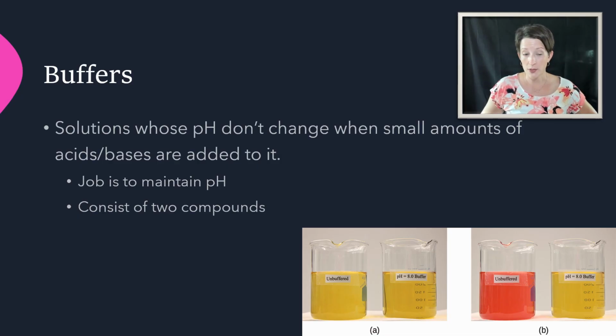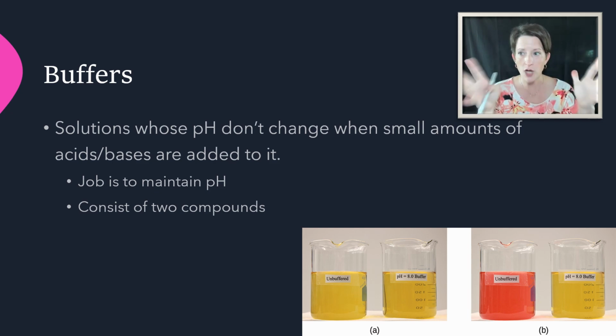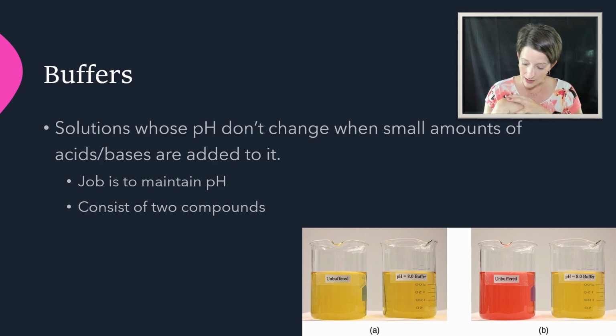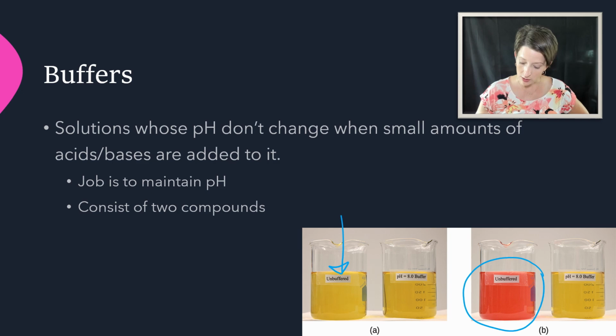So buffers are solutions whose pH doesn't change when small amounts of acids or bases are added to it. Its sole job is to maintain the pH, and it's going to consist of two compounds. Looking at these two images, to give you an idea, we have an unbuffered versus a buffer. When we add solution into our unbuffered, it's going to change color. So we used an indicator to see this change.